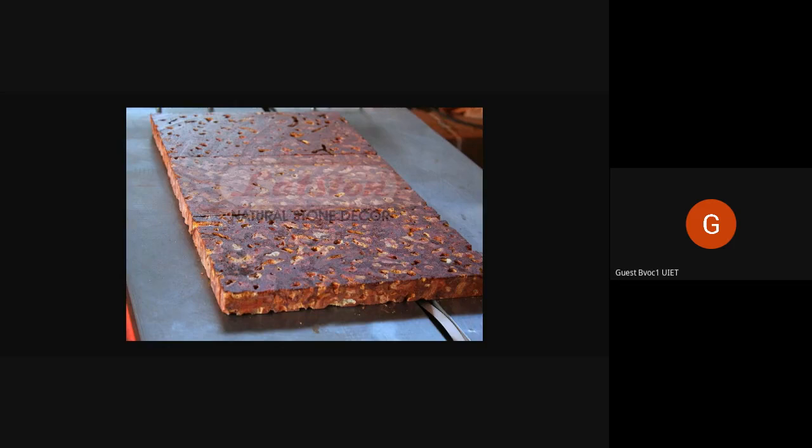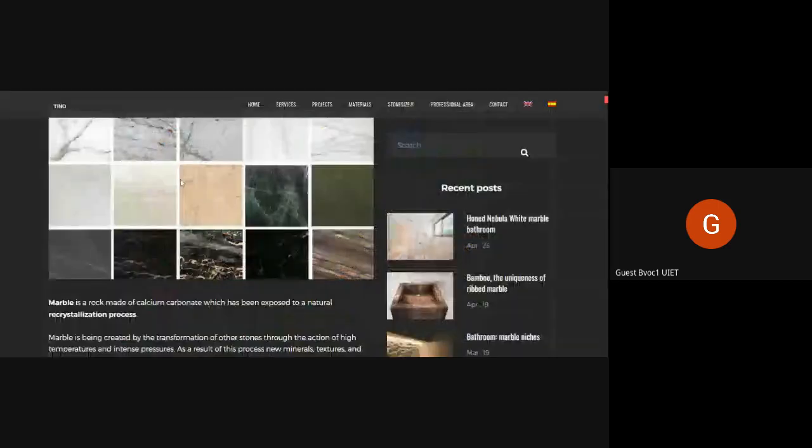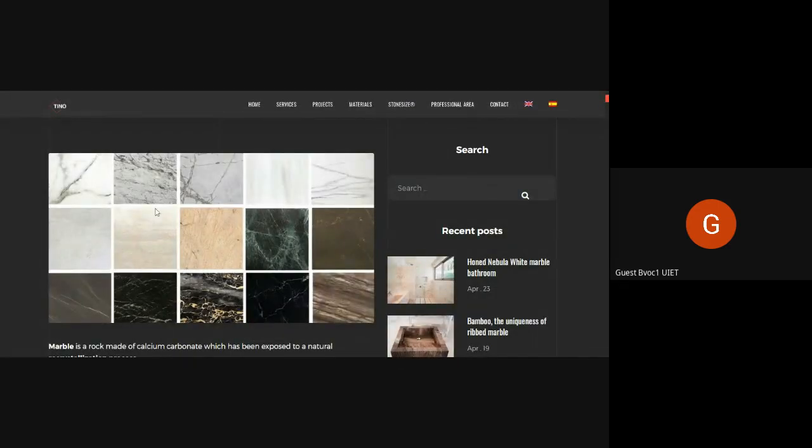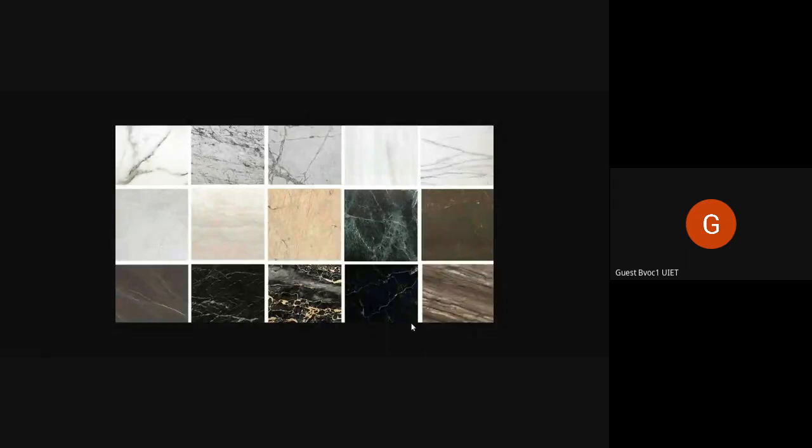When limestone undergoes extreme temperatures and pressures, it turns into marble. That's why it's most commonly white. See, these are the most common colors or variants in marble that you can find.